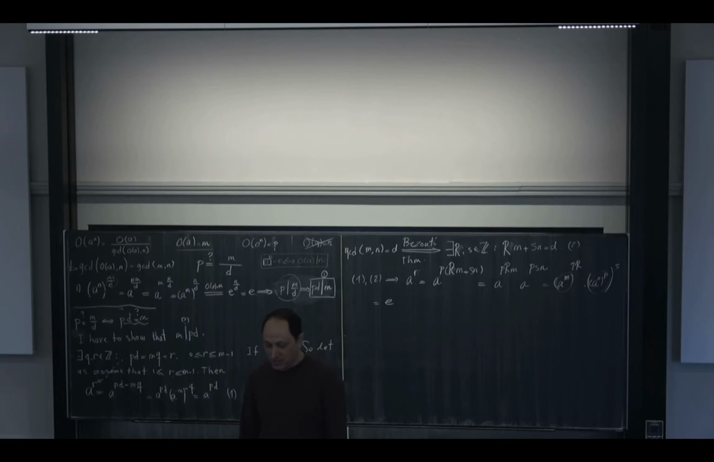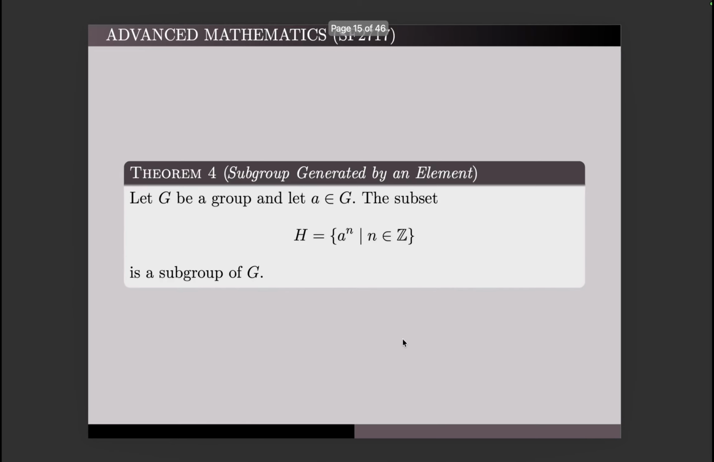Anyway, so cyclic groups is another part of the lesson today. So what is a cyclic group? First of all, this is a simple theorem, very simple theorem. Let G be a group and let a belong to G. The subset H equals a^n, n belongs to Z, is a subgroup of G.